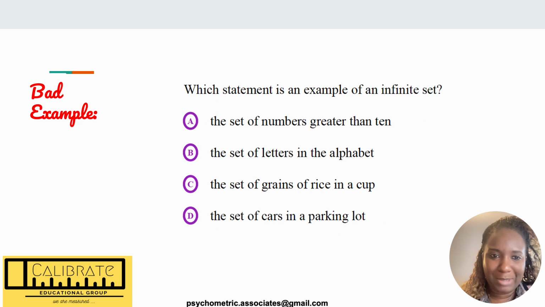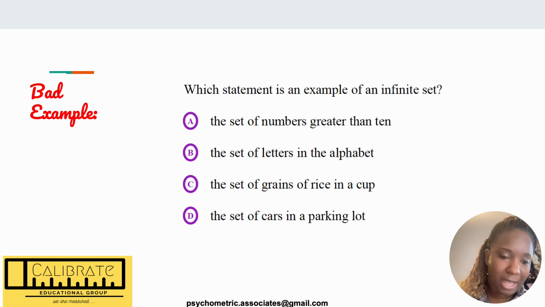For our first example, we take a look at this math question. It says, which statement is an example of an infinite set? The set of numbers greater than 10, the set of letters in the alphabet, the set of grains of rice in a cup, the set of cars in a parking lot.